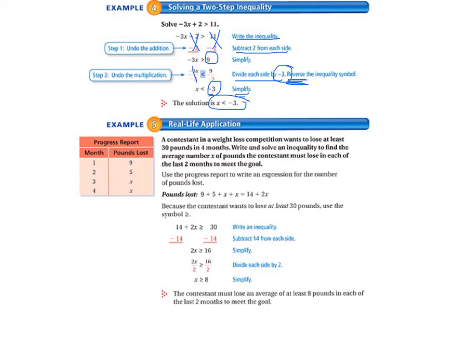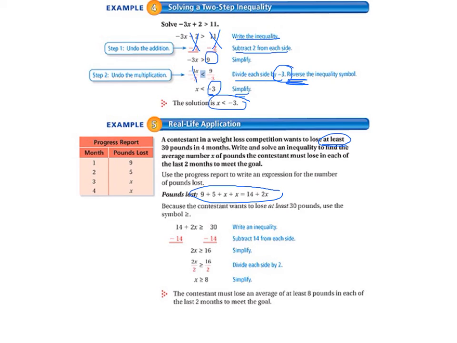Example 5 is a real-life application. A contestant in a weight loss competition wants to lose at least 30 pounds in 4 months. Go ahead and circle that. Write and solve an inequality to find the average number of pounds the contestant must lose in each of the last 2 months to meet the goal. We use the progress report to write an expression for the number of pounds lost. So here's an equation. 9 plus 5, that's what they lost in the first 2 months, plus x, that's what they need to lose in the last 2 months, equals 14 plus 2x.